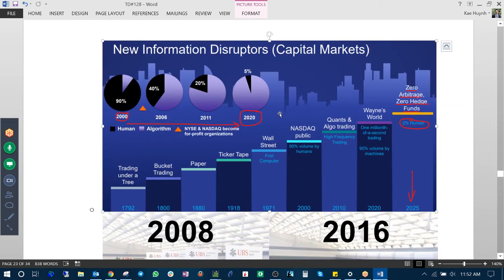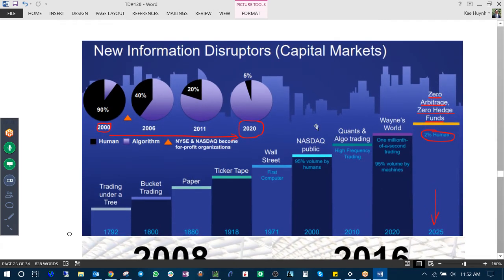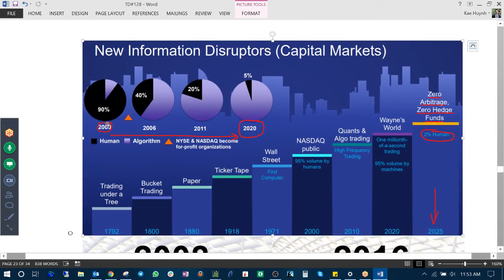And then this part is actually pretty interesting. The disruption that's going to happen in the stock market. I thought this was relevant, so I pulled it up. In 2000, the stock market was about 90% human investors and traders. 2006, about 40%, and then 60% algorithms, right? Moving forward to 2020, it looks about 5% humans, and then 95% algorithms.